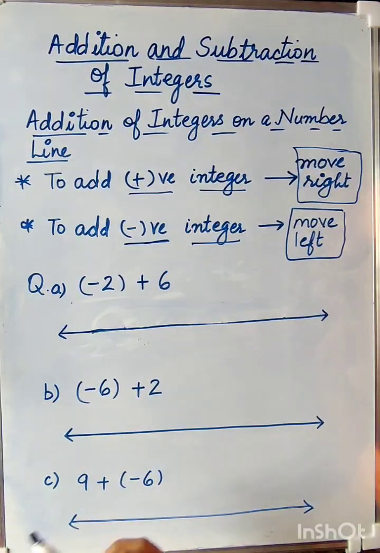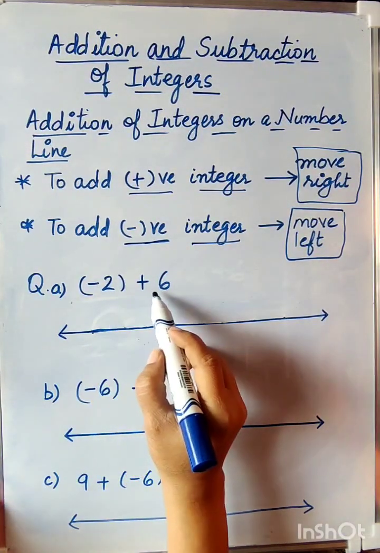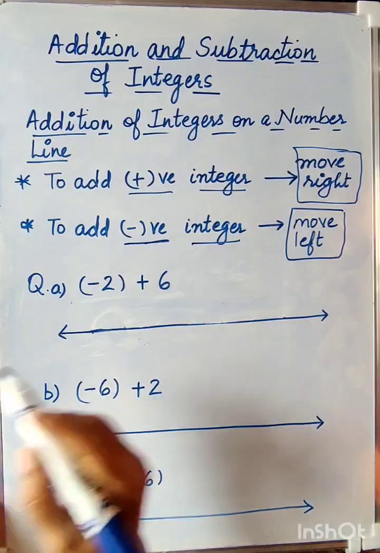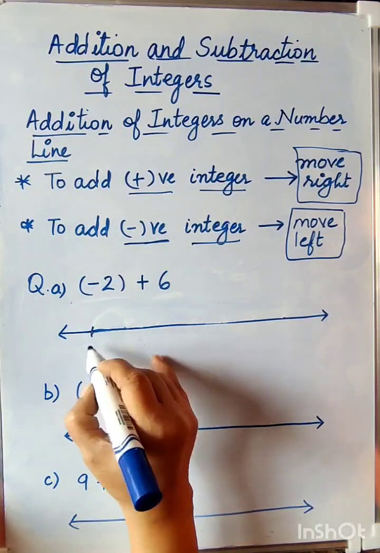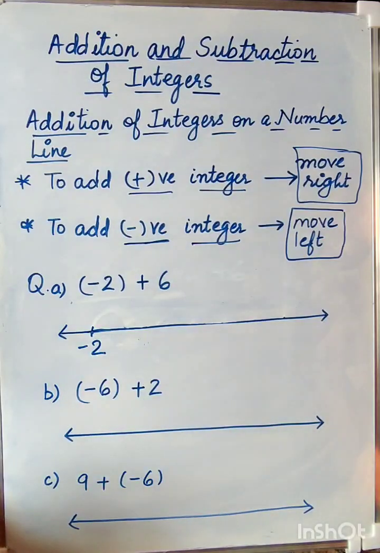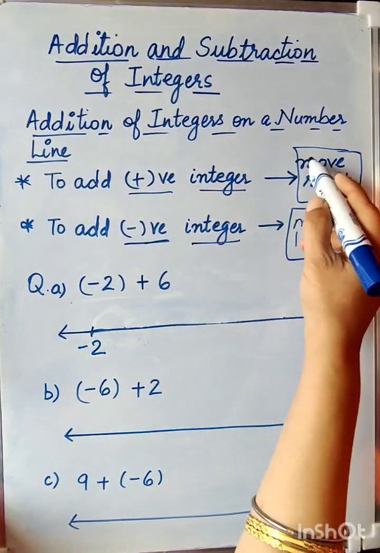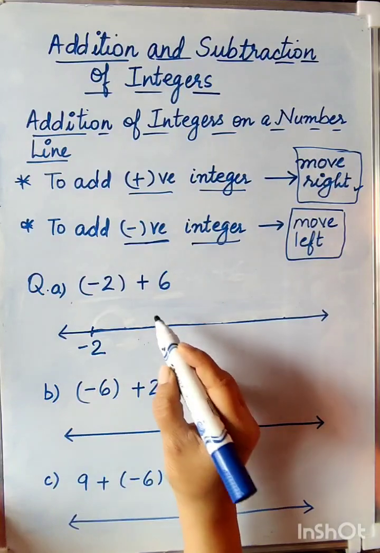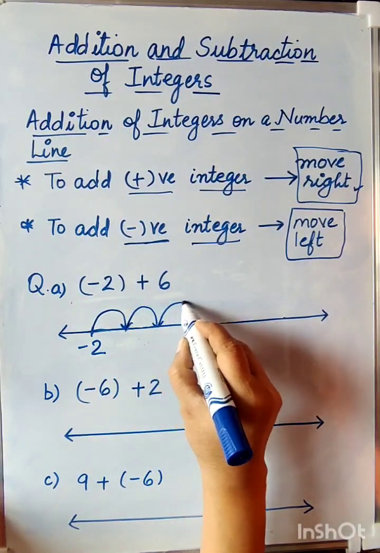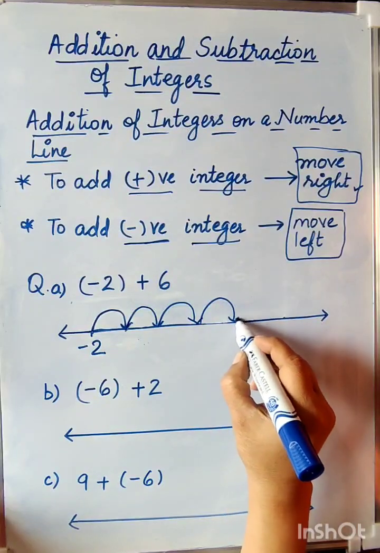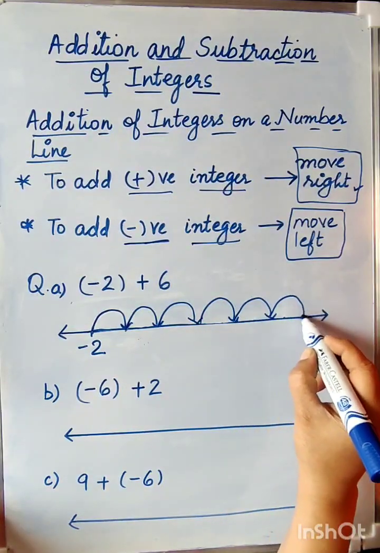So in the very first part we have to add 6 to minus 2 here. That means we are adding a positive integer to minus 2. So we will draw minus 2 on a number line, and for adding a positive integer we will move to the right on the number line. That is 6 steps forward. 1, 2, 3, 4, 5 and 6.